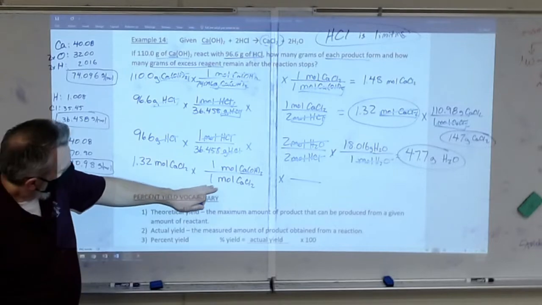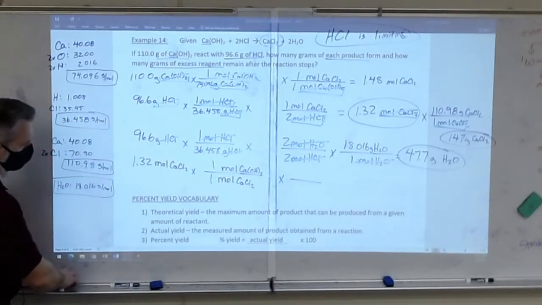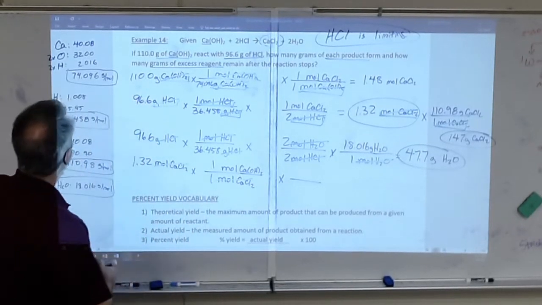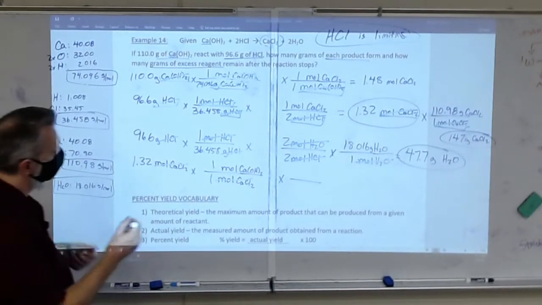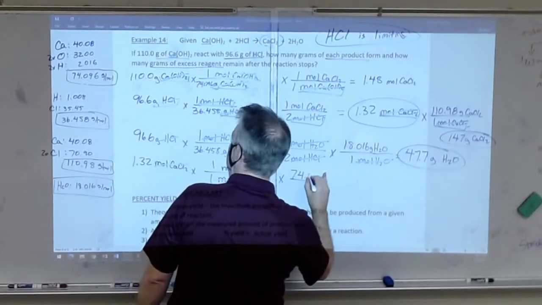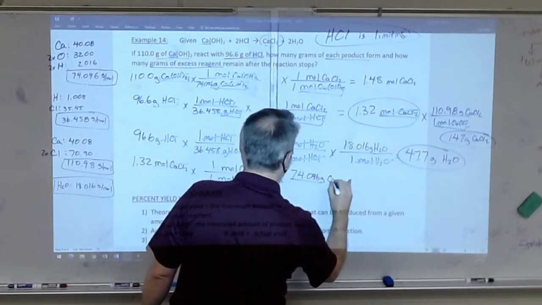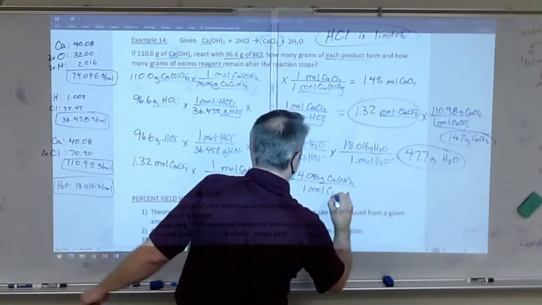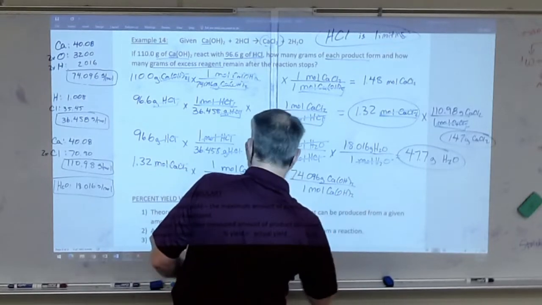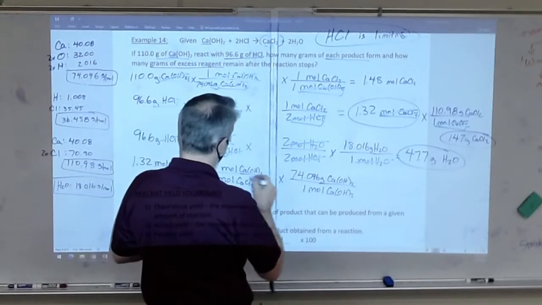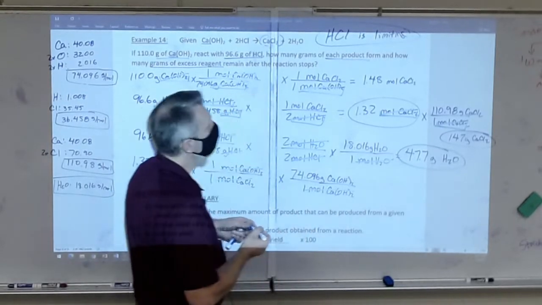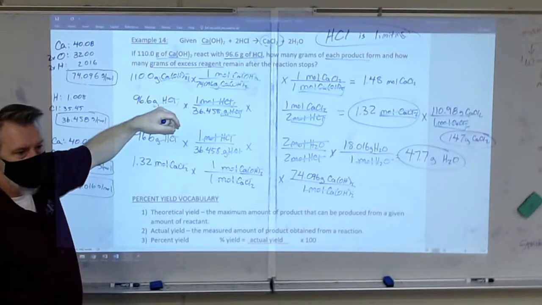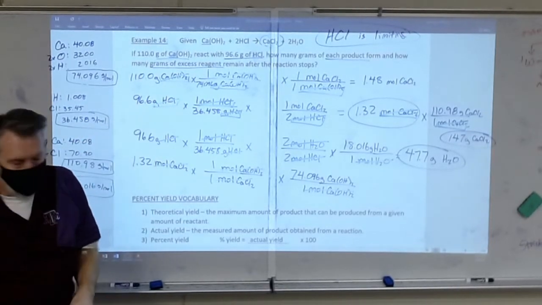Then I need to get from moles of calcium hydroxide to grams. And I can do that looking over here. There's my molar mass. So 74.096 grams of calcium hydroxide and 1 mole of calcium hydroxide. What's that? This one? Reagent. It's another word for reactant. All right?